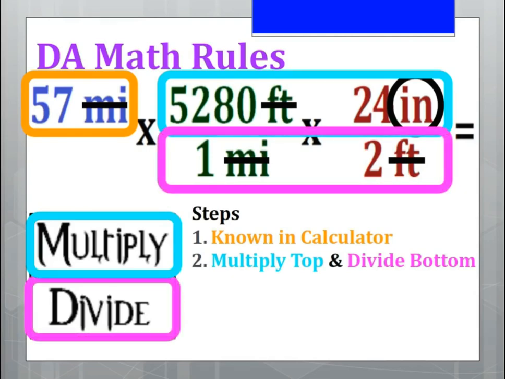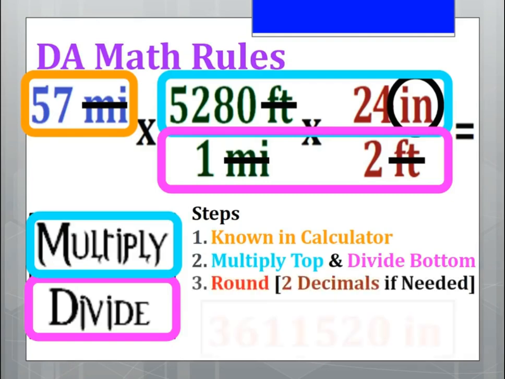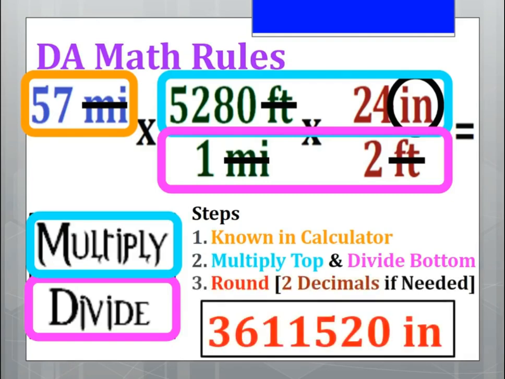You can ignore the 1 because multiplying by 1 and dividing by 1 does nothing, but if you want to put it there, it's not going to hurt you. You then want to round to 2 decimals if needed, but for this case, we did not need to round because 57 miles is an awful lot of inches.